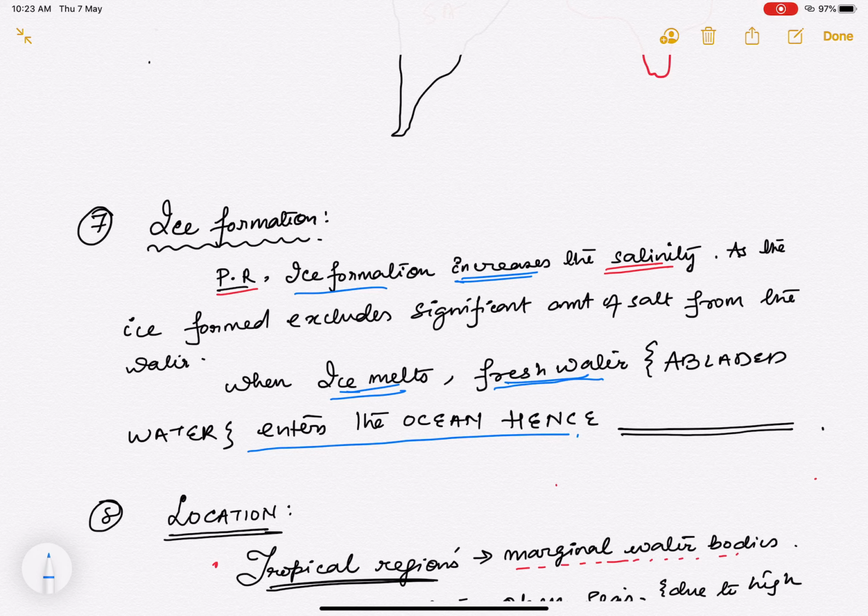So basically what we understood is that with the formation of ice, the salinity increases, whereas with the melt of ice, the salinity decreases. Hence ice formation increases salinity as well as decreases the salinity, and remains one of the major factors of the salinity in the polar region.